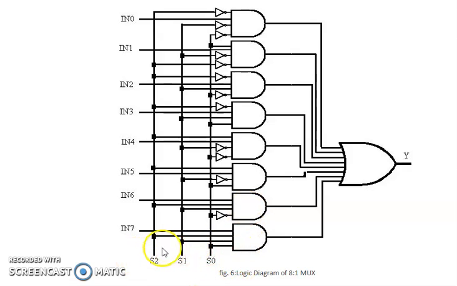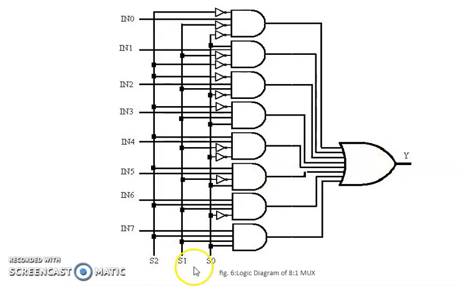When all these 3 are 0, the output across these inverters will be 1, 1, 1. If IN0 is 0, I'm going to get 0 here. If IN0 is 1, I'm going to get 1 across this. So whatever the first AND gate output is will be our final output. That is how it is working.